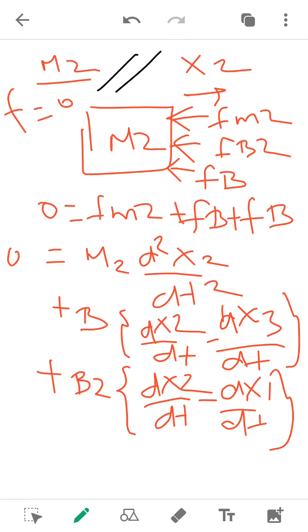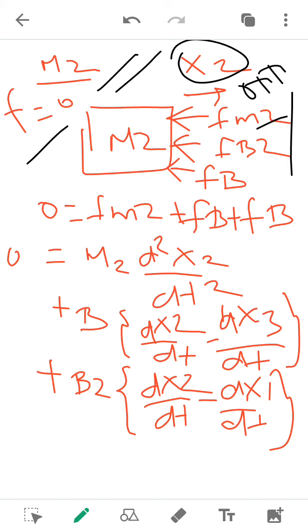For mass M2, no individual force is applied. Again, x2 is the assumed displacement, and these are the opposing force elements: Fm2, the force offered by B2, and the force offered by B, for which we have written these equations.